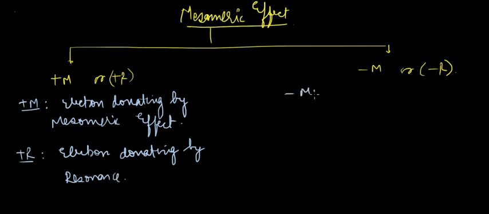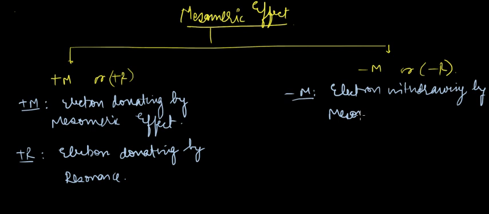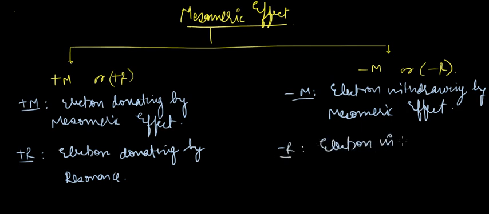Similarly, minus M means electron withdrawing by mesomeric effect, and minus R means electron withdrawing by resonance effect, or just by resonance. Okay, so let us look into some of the examples to get more clarity.